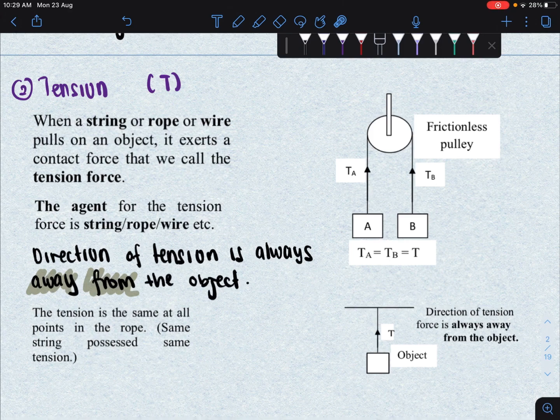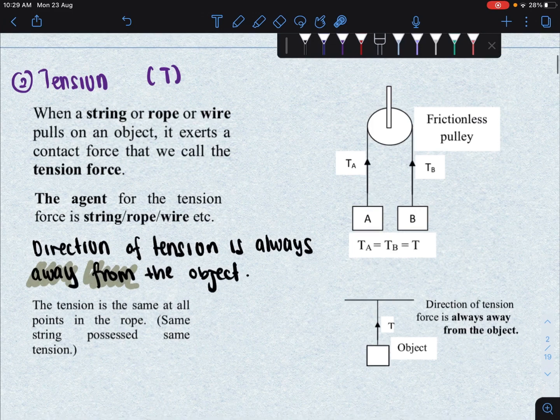Bila objek itu tergantung dekat situ, you are going to experience ketegangan pada kamu punya tali lah, kamu punya wire lah, kamu punya kabel lah, semua bagai. Okay, this ketegangan is what we call as the tension force. To experience this tension force, you must have string, rope, wire and etc. Okay, agent kita dekat sini adalah tiga benda ini ataupun yang seumpamaan dengan dia for you to experience that ketegangan, that tensional force itu. Alright.